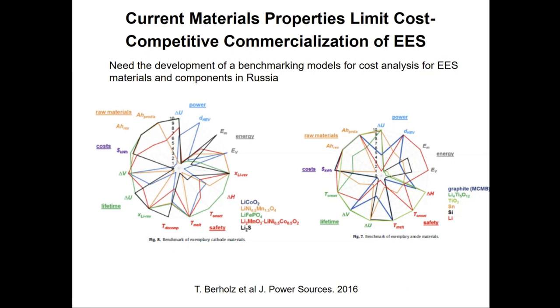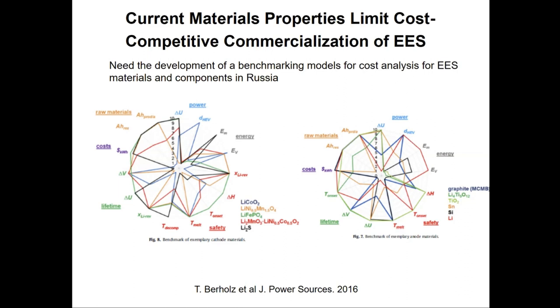For grid scale, the lifetime is more like 15 years, but the cost per kilowatt hour is roughly about the same. So this gives us some design parameters at which we want to benchmark against to show if we've created new materials, can we really meet these demanding targets?